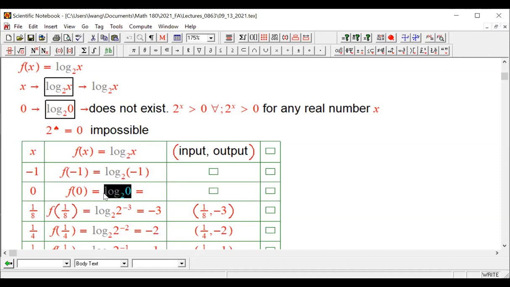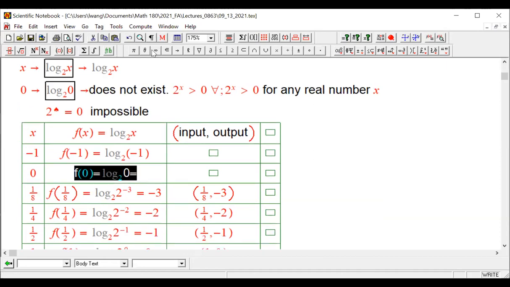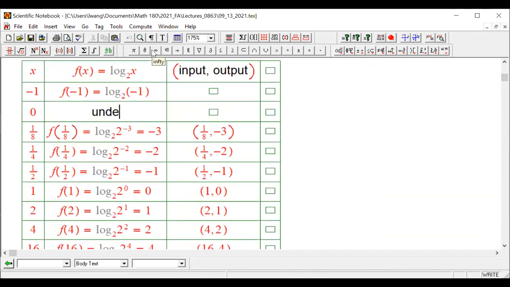If something is undefined, we don't even write it. You will see this in calculus class. If a function is not defined there, we don't even use the notation. So then we say this is undefined. And as a result, 0 is not in the domain.